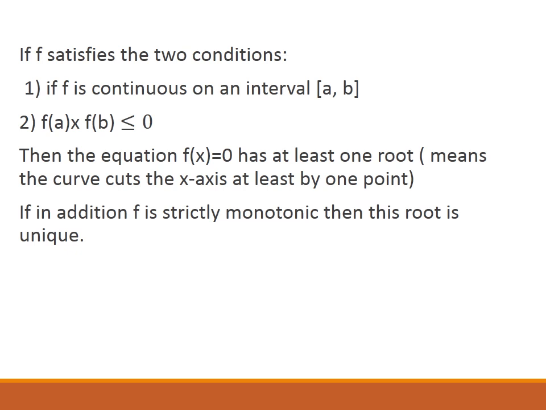This is a theorem, and the theorem has a converse. So how can you prove, for example, that f of x equals 0 has at least one root? You have to satisfy the two conditions. You have to prove that this function is continuous, and you have to show that f of a times f of b is negative. So this is a theorem that you can go backward and forward.